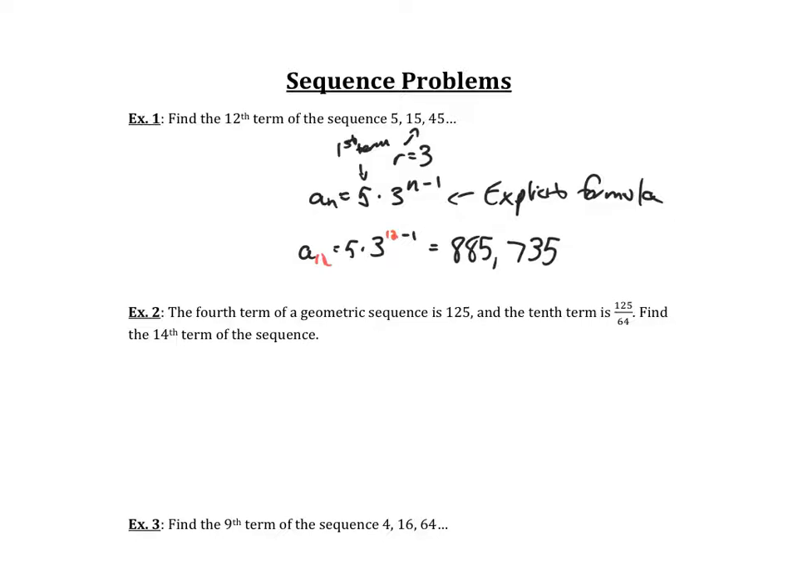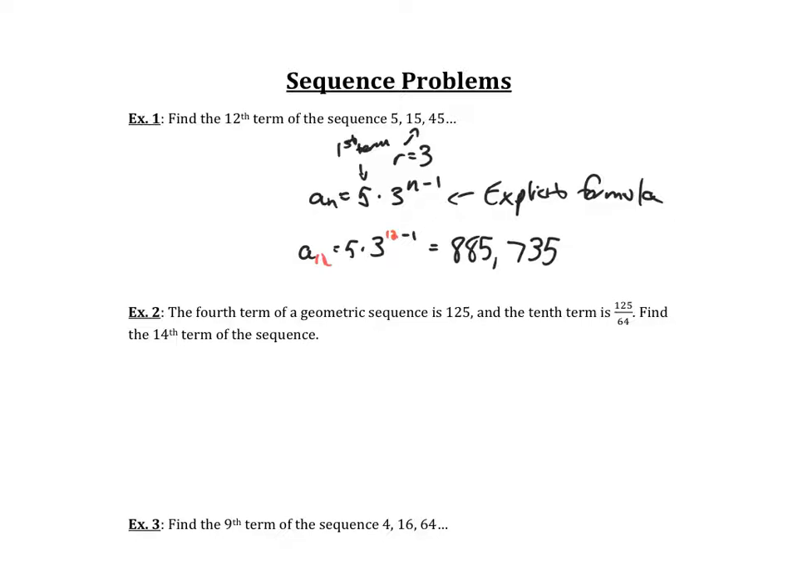Okay. Example 2 is a little bit trickier. The fourth term of a geometric sequence is 125, and the 10th term is 125 over 64. Find the 14th term in the sequence.